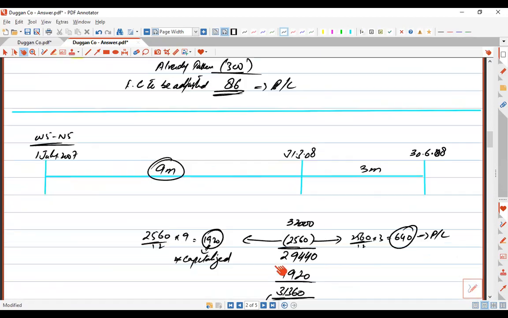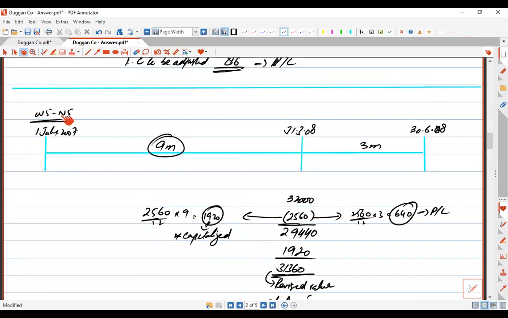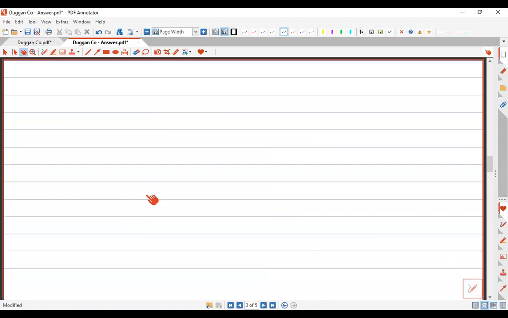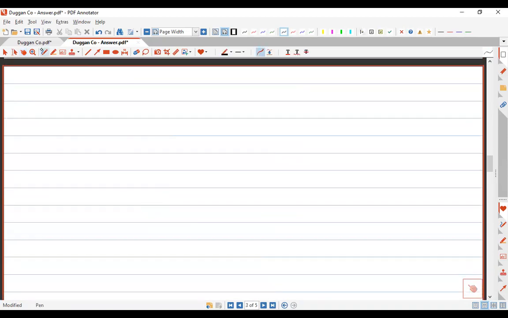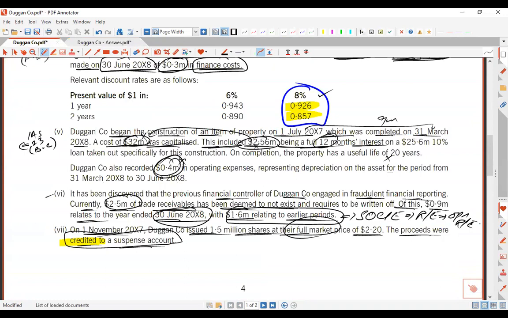All right, and moving forward, we have done with the adjustment of note 5. Working 6 for note 6. It's a general adjustment. There is a total bad debt amount of like 2.5 million of trade receivable deemed not to exist, of which 0.9 million pertains to current year end, and 1.6 million pertains to previous year end.